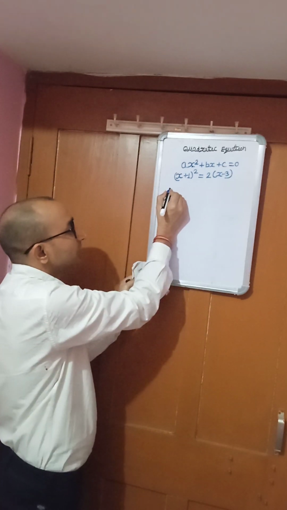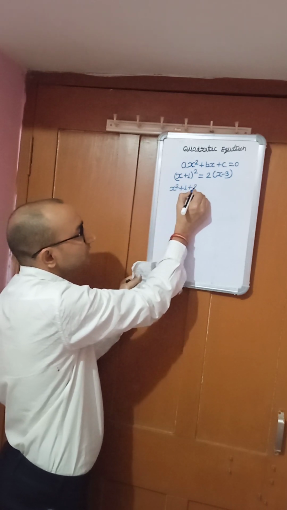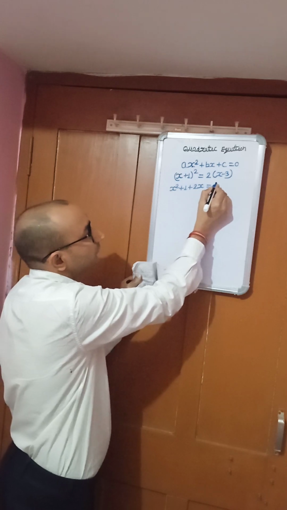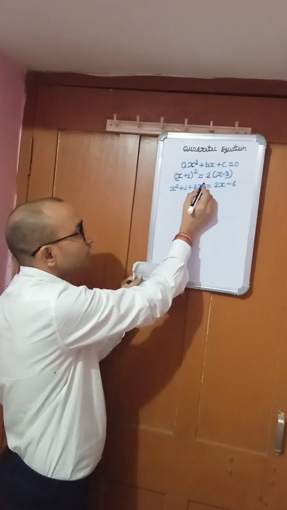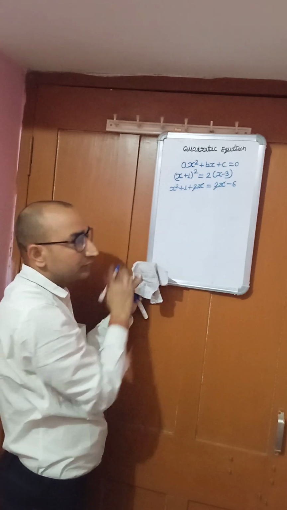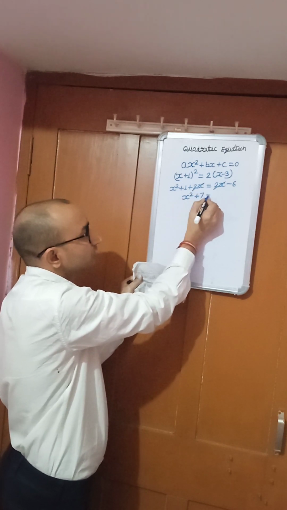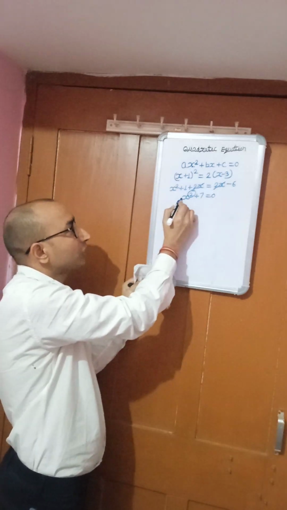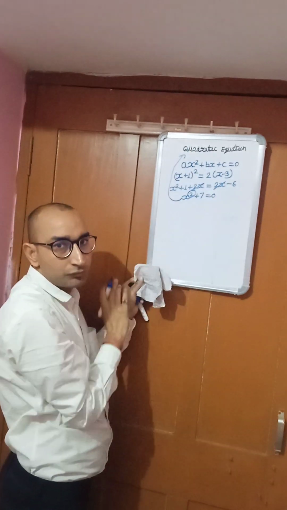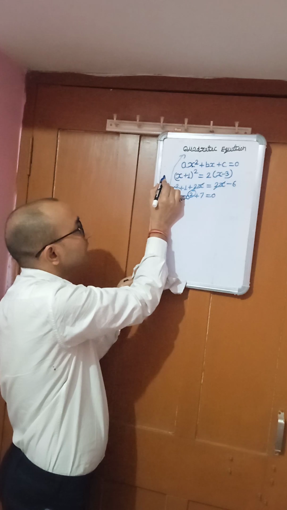Solve this. This becomes x square plus 1 plus 2x equals to 2x minus 6. 2x gets cancelled here, and this becomes x square plus 7 equals to 0. See here, the highest power is 2 and the equal to sign is there. That is why it is called a quadratic equation. So this is our first problem.